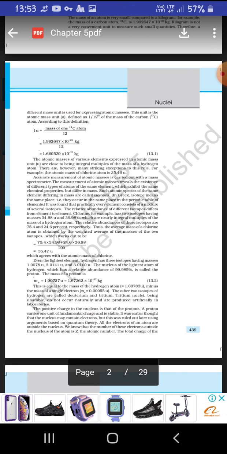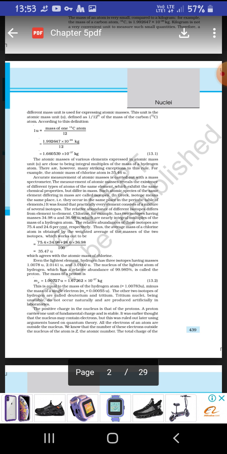Accurate measurement of the atomic mass is carried out with a mass spectrometer. So with a mass spectrometer we will find the accurate mass. And the measurement of an atomic mass reveals the existence of isotopes of the atoms with the same chemical properties.